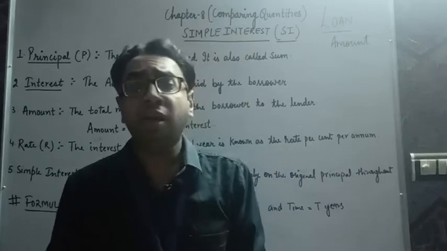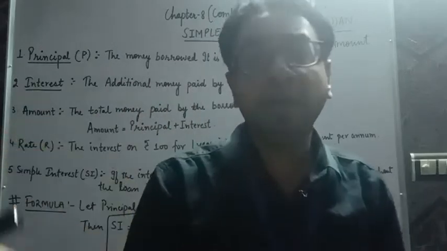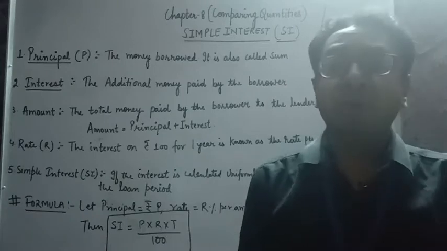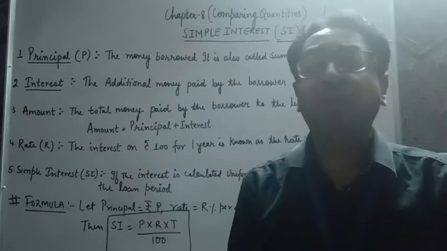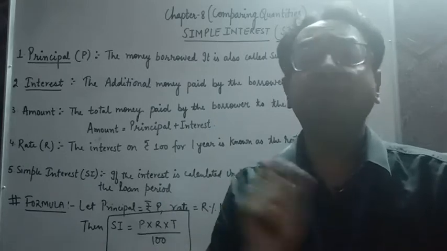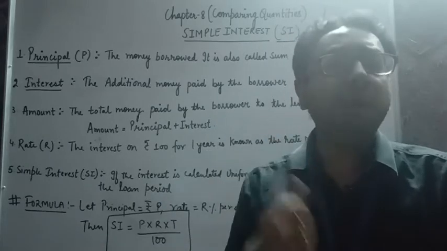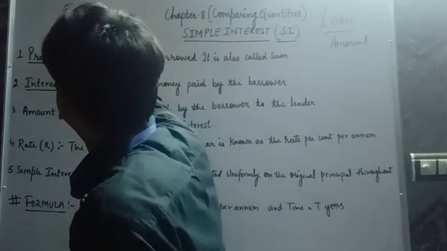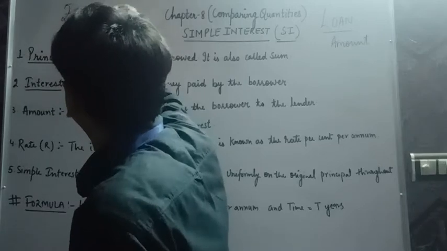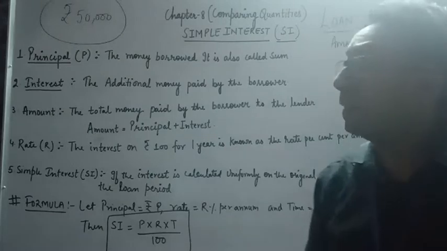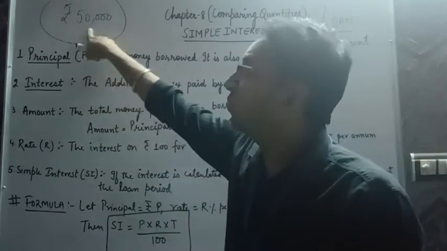You went to the bank and asked the bank manager or the clerk, sir, I need this particular amount of money. They'll ask you to complete all the formalities, like fill this form, sign this, the terms and conditions, and they'll give you the money. For example, you borrowed money from the bank and that amount is rupees 50,000. I'm just taking an example. Clear?